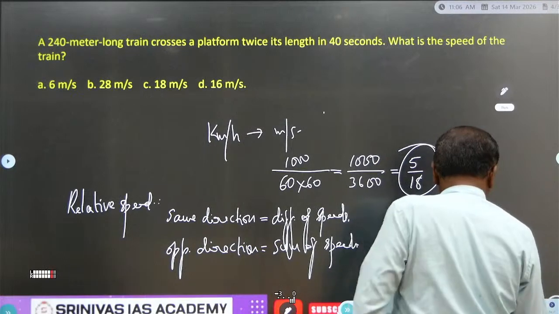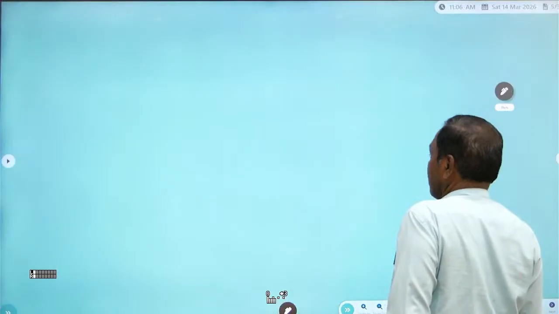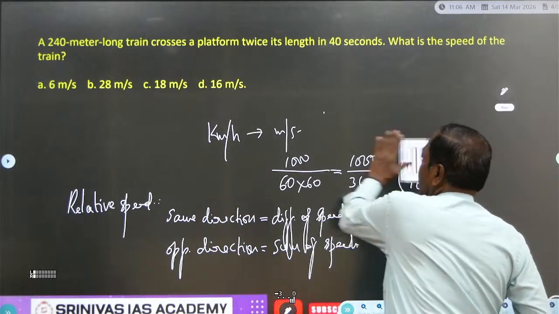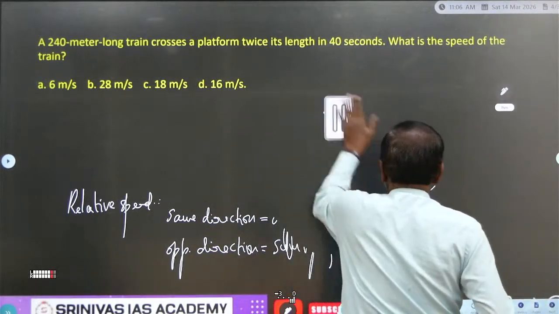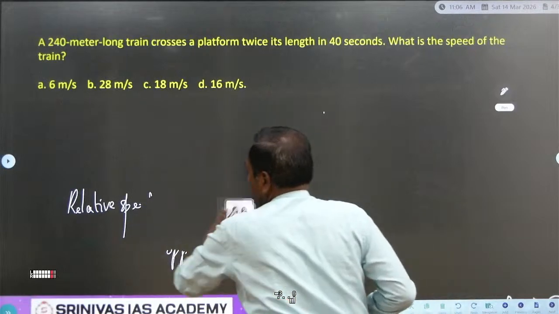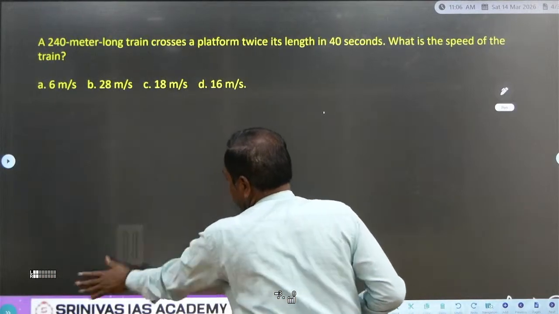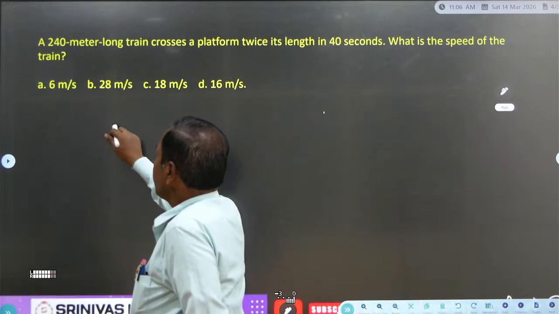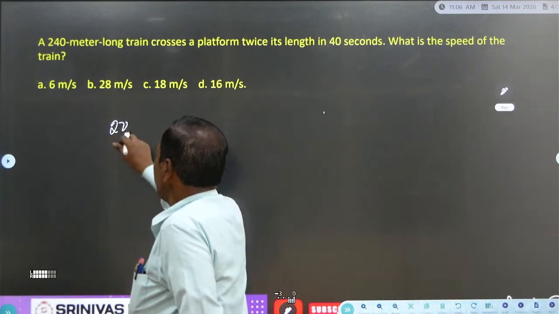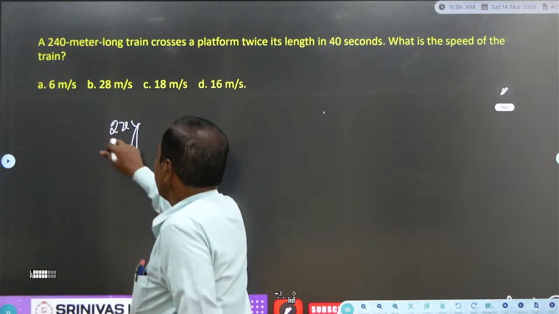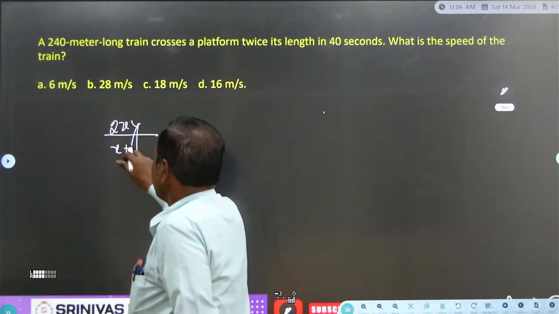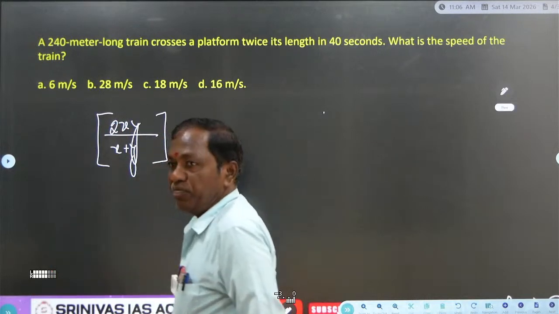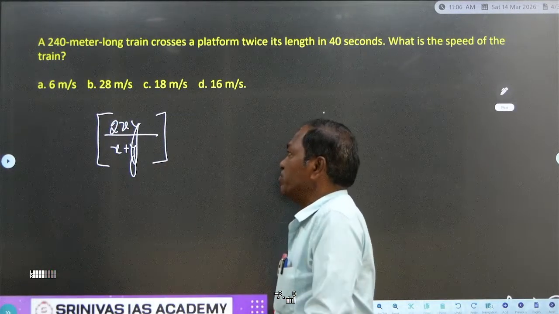So another thing is, one more application here is that instead of writing that sentence, I write the formula 2xy by x plus y. It is better for us to know the formula forever. 2xy by x plus y.